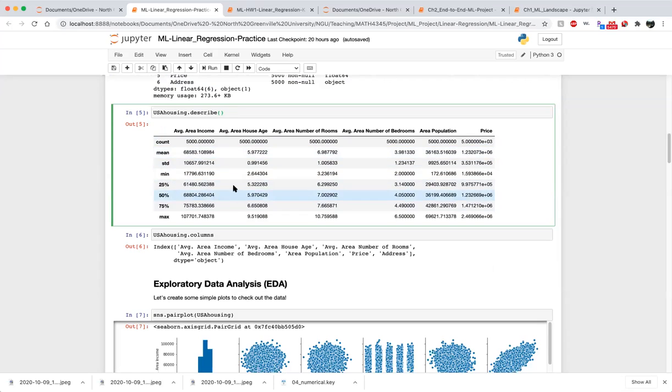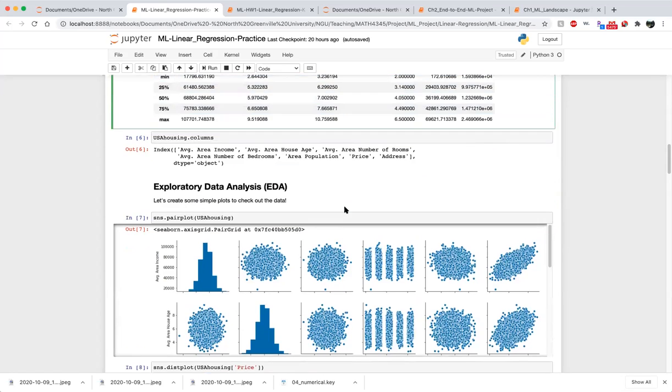So now let's see average area income. The mean is 68,583. Okay, that's the mean. And then let's see, the price mean is 1.232073 times 10 to the 6th power. Okay. All right.